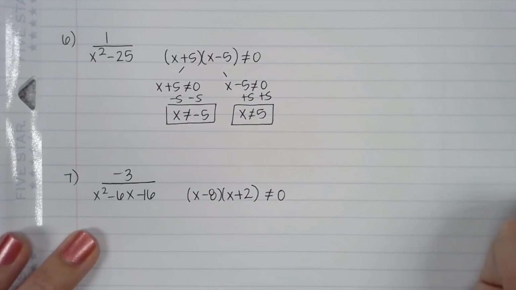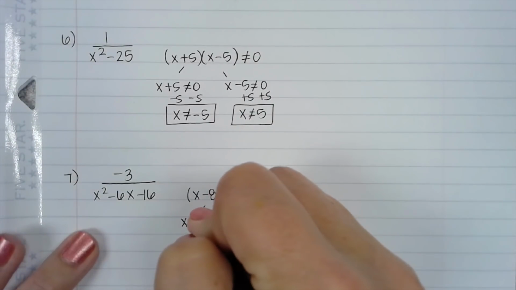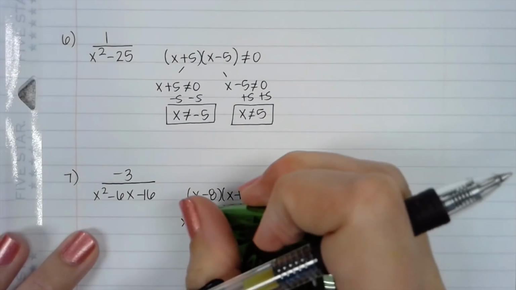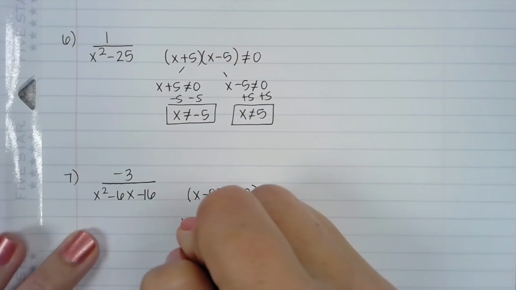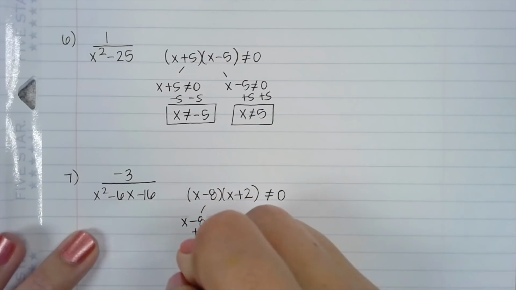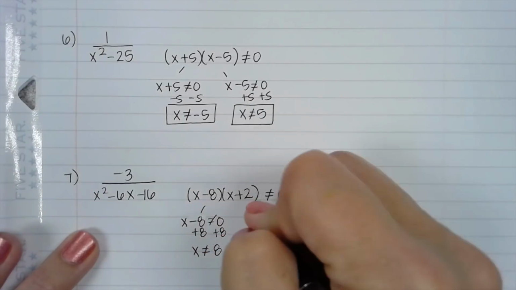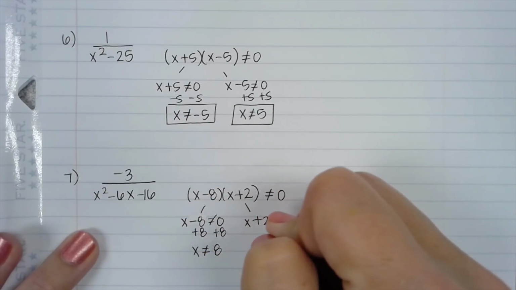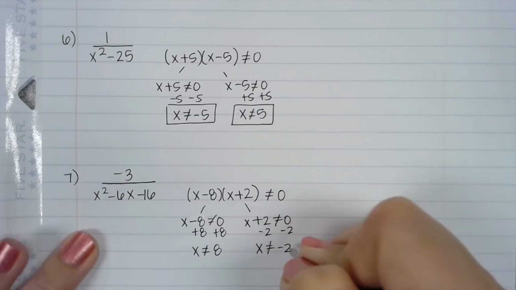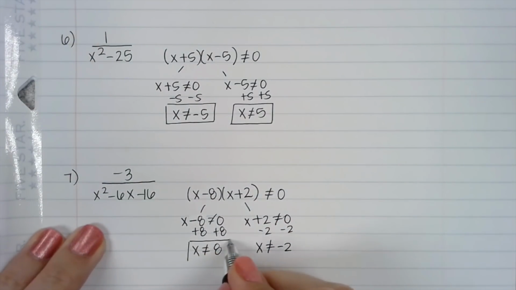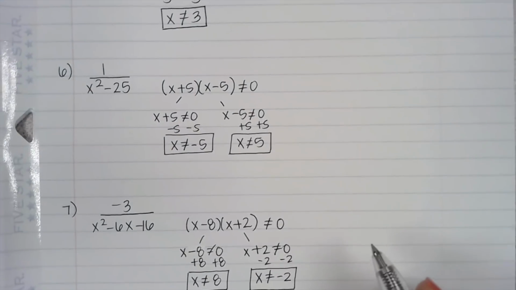I don't want that product to equal 0. So I don't want x minus 8 to equal 0. So x can't equal 8. And then for this side, I don't want x plus 2 to equal 0. So I don't want x to equal negative 2. So for this rational expression, those would be my 2 numbers that would be my excluded values. So those are the 2 numbers that are bad.